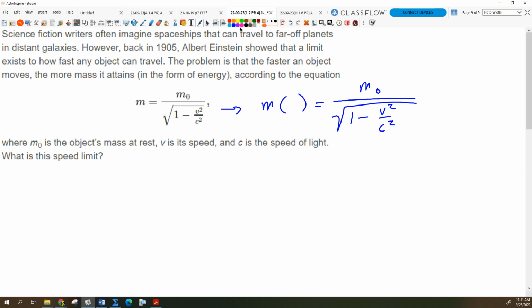So at rest, if you went over to Mr. Cooper's lab and you measured the mass of this object, that's what the scale would read. Okay, what the balance would read. So what's the variable? V, velocity, right? Because that's what we're varying here. So the relativistic mass as a function of velocity is this function.